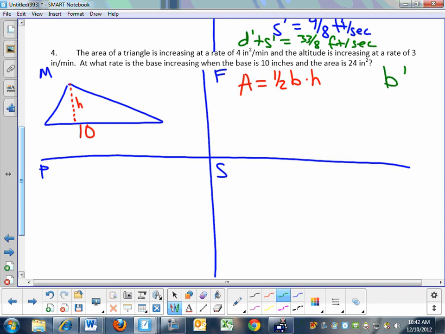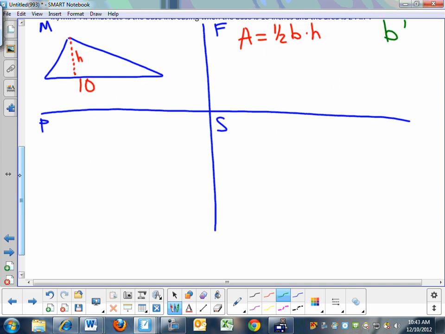Now, if I take the derivative of that, I would have to use the product rule. Now, hold on. If I use the product rule, I'm looking for B prime. Do I know H prime? It says the altitude is increasing at a rate of 3 inches per minute. So I could use the product rule in that situation. Yeah, very good. So let's do it.